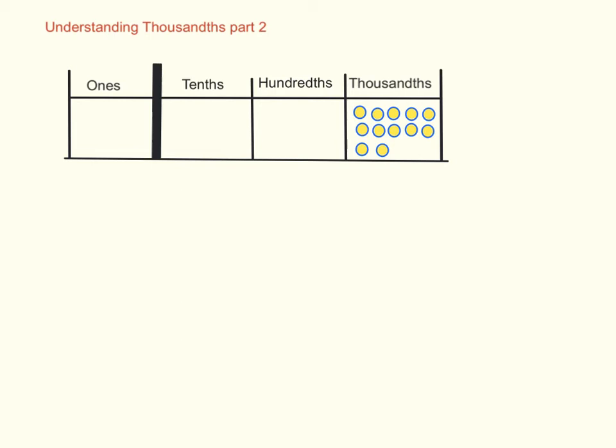Write this set of counters as a fraction and a decimal and in number and word form. Since there are 12 counters in the thousandth spot, as a fraction that would be 12 over 1,000. In number and word form, we would say 12 thousandths.